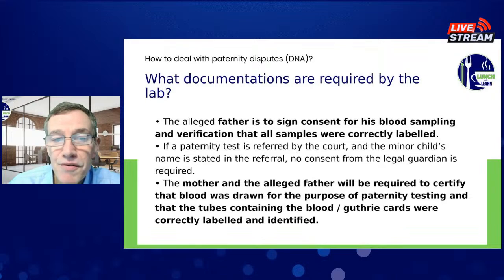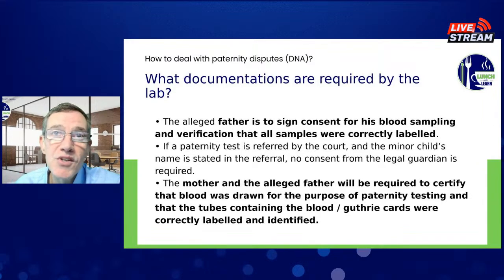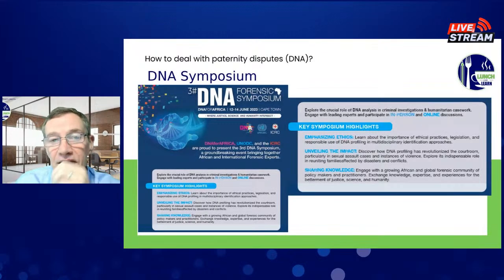If the paternity test is referred to by the court and the minor child's name is stated in the referral, then no consent from the legal guardian is required. Like we saw in the previous case, S versus L, if the court overruled the matter with regards to consent, then there is no consent needed from the mother or the father because there's a court order to that effect. The mother and the alleged father will then be required to certify that the blood was drawn for the purposes of paternity testing, not for something else, and that the tubes containing the blood or the Guthrie cards were correctly labeled and identified. And that is basically, in a nutshell, the whole DNA.